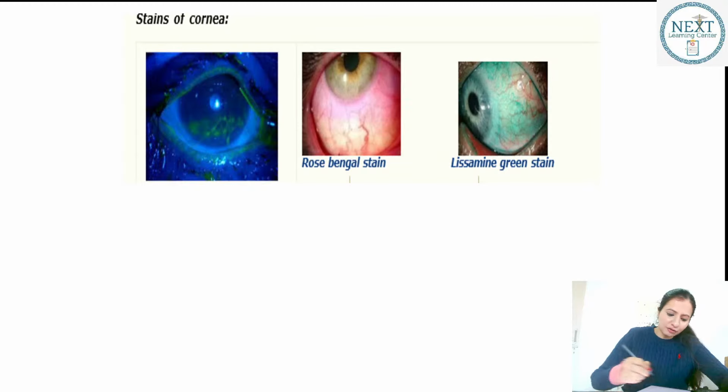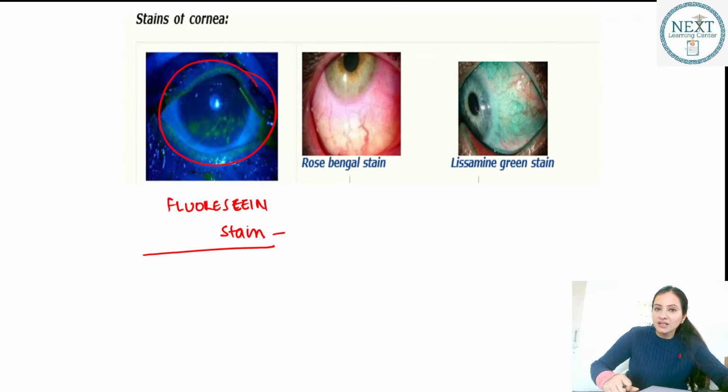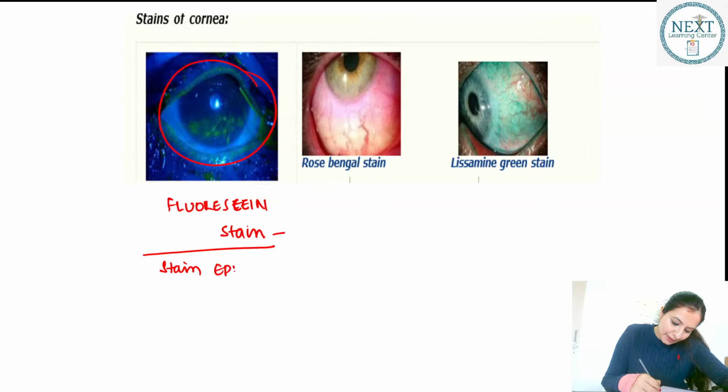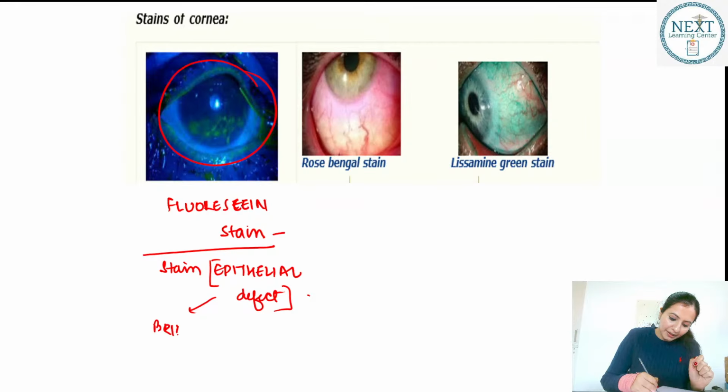Moving on to stains of the cornea, I have told you this. This is your fluorescein stain. Now, what does the fluorescein stain do? It will stain the epithelial defect. I told you fluorescein stain is done via the sodium fluorescein dye under a cobalt blue filter, and this epithelial defect, how will it appear? It will appear brilliant green.